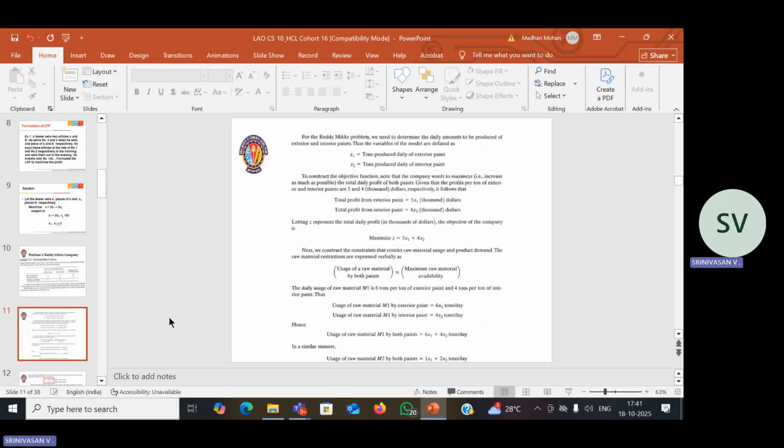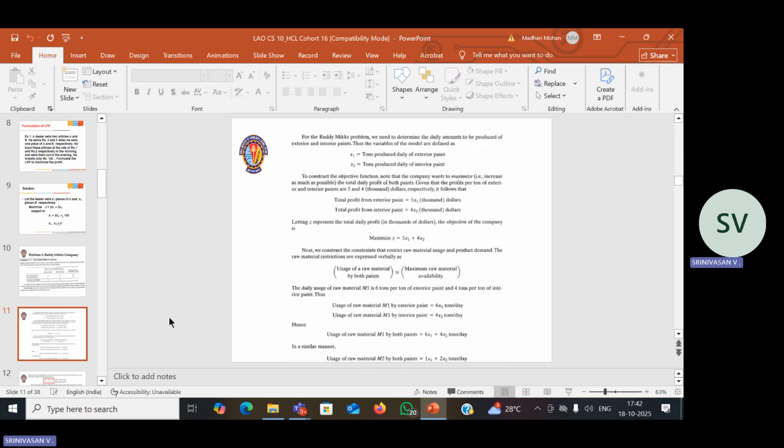For the Ready Mix problem, we need to determine the daily amounts to be produced of exterior and interior paints. Thus the variables of the model are defined as the number of tons of exterior paint and interior paint produced daily. Exterior paint, let it be X1, number of tons produced, and interior paint X2.